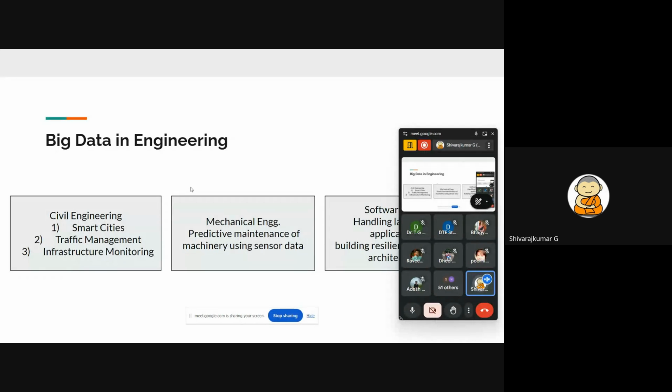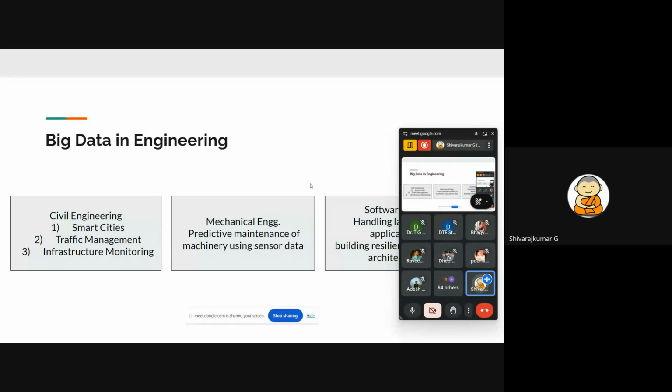And when we come to mechanical engineering, suppose we have maintenance of machinery, and a sensor is generating data about the quality of the machines. We can easily maintain the machinery. And when it comes to software engineering, there are no words. Everywhere we are using data.